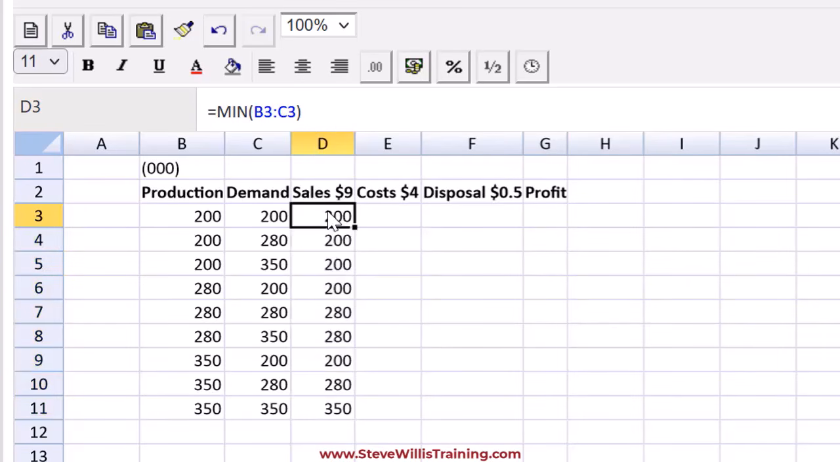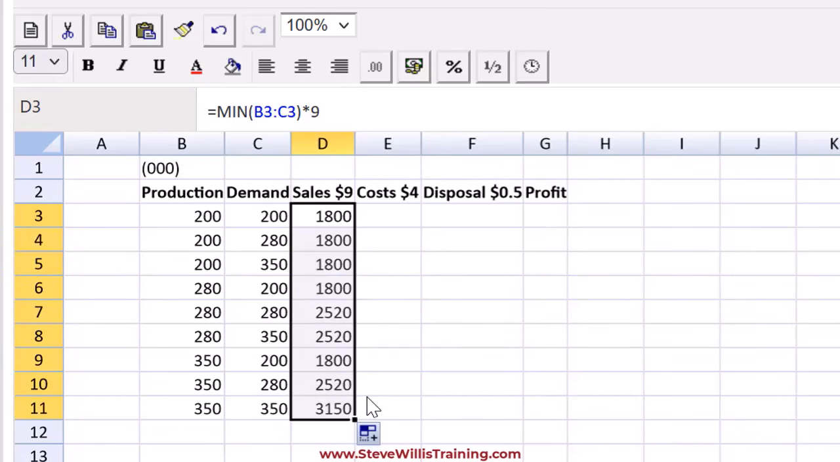I'm going to go back over here, and I'm going to multiply that by $9. I'm going to drag that down to copy that equation all the way down. I'm using relative cell addresses, not locking things in with a $ sign, so it works great.